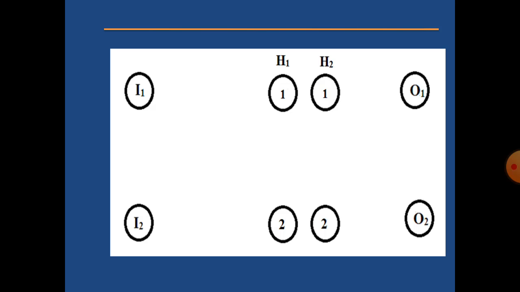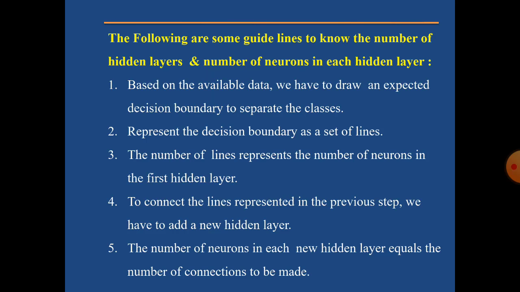So here the basic question is, when you are working on a multi-layered neural network or multi-layered perceptron, we should definitely have hidden layers. If you use hidden layers, then only it comes under multi-layered perceptron. So how many hidden layers should there be? And once you have identified the hidden layers, how many neurons should there be in each layer? These are the two basic questions which arise. So here we have some guidelines to know the number of hidden layers and the number of neurons in each hidden layer.